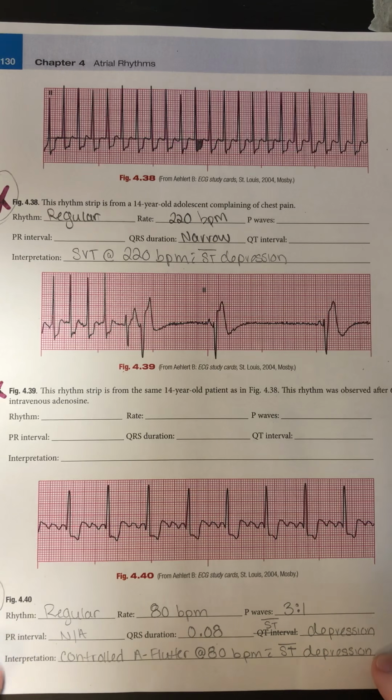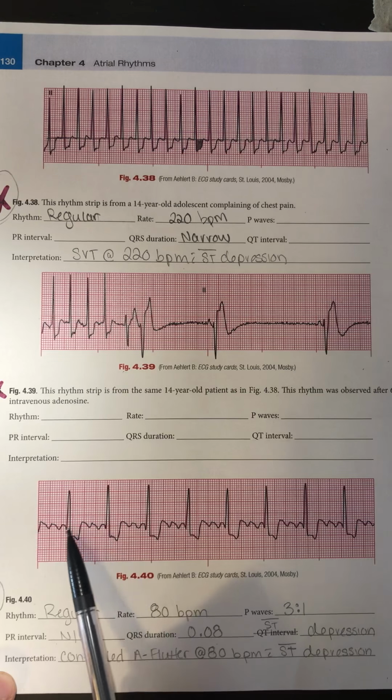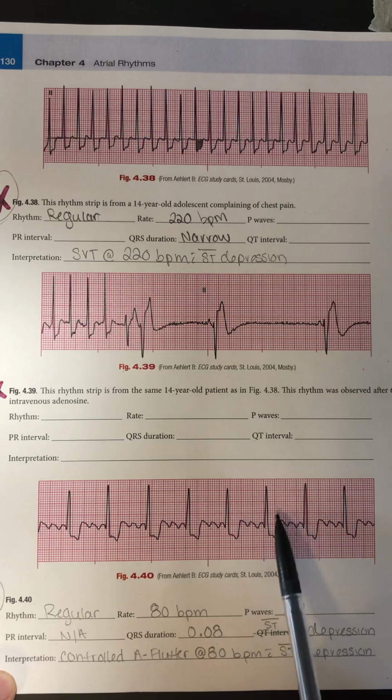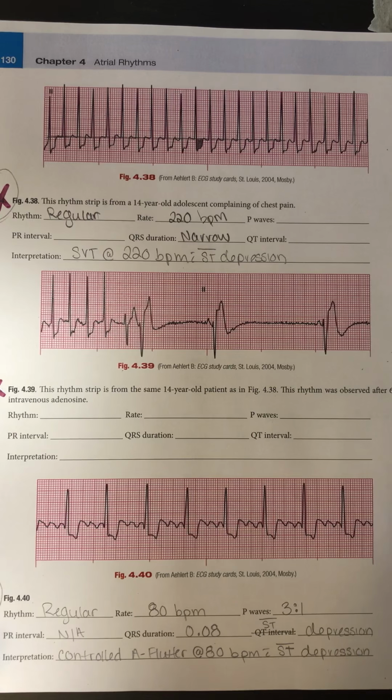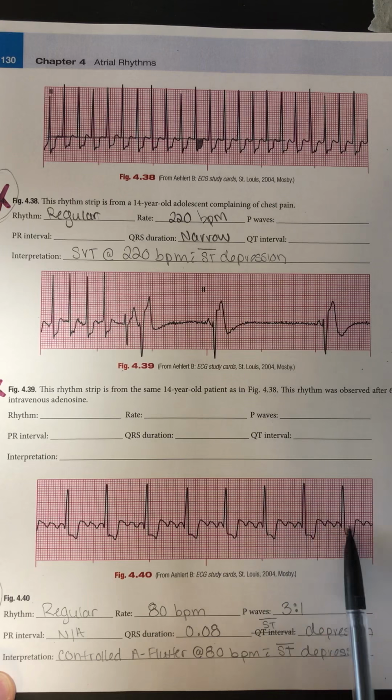Going down here to the third one, number 56, or figure 4.40. I see these sawtooth waves here, which is already giving me an indication this is probably going to be a flutter. But we're going to go through. It is regular. An A flutter can be regular or irregular. It just varies on if it has a variable conduction ratio or not, or a consistent one. My rate, 1, 2, 3, 4, 5, 6, 7, 8, so it's 80 beats per minute.